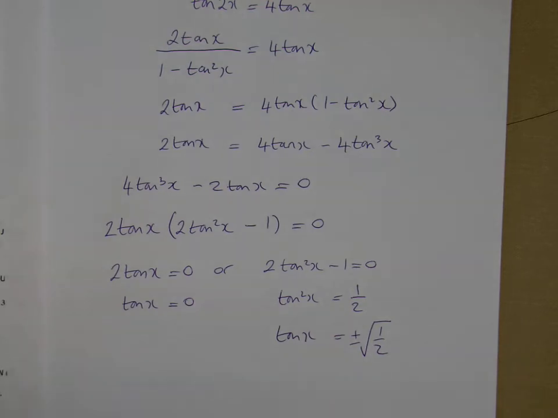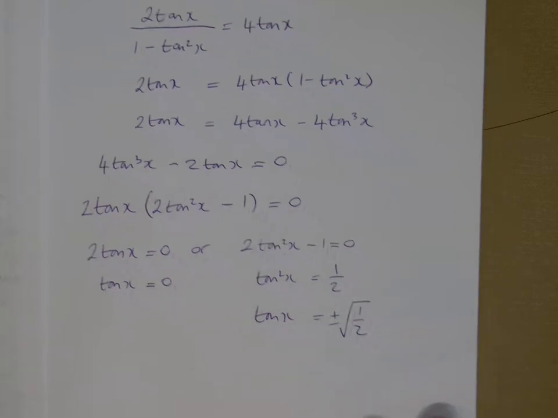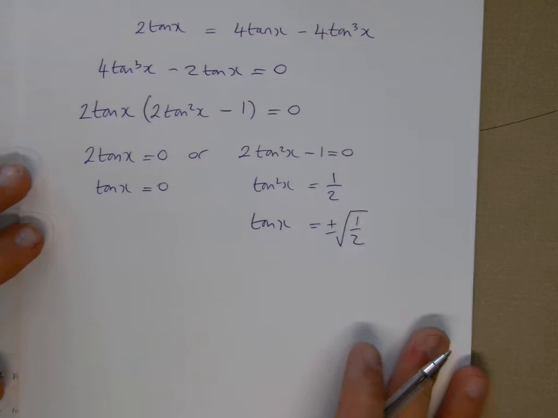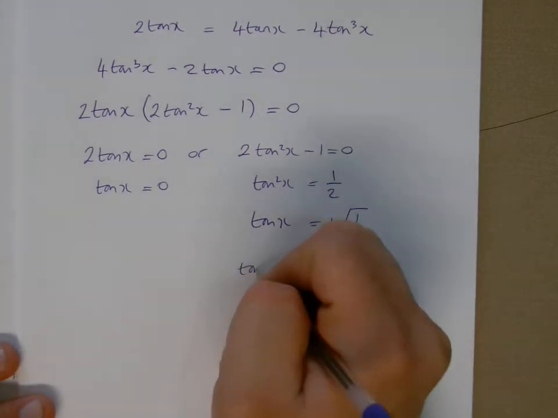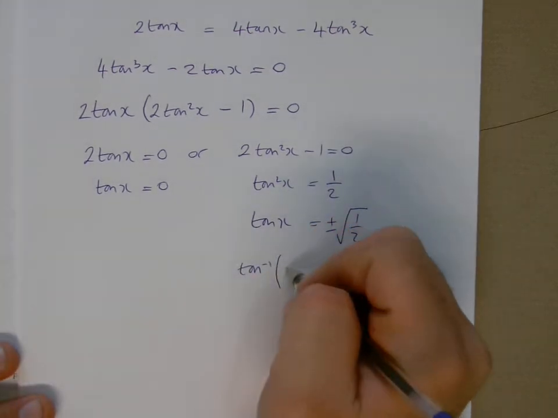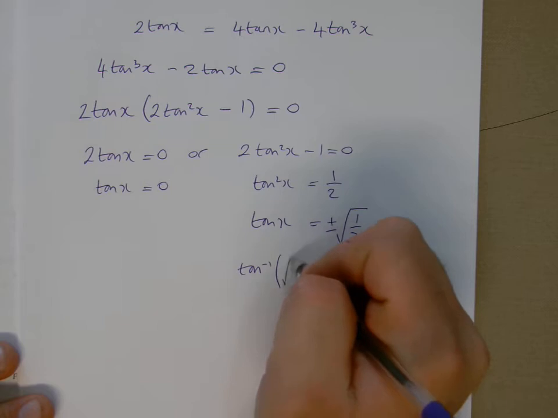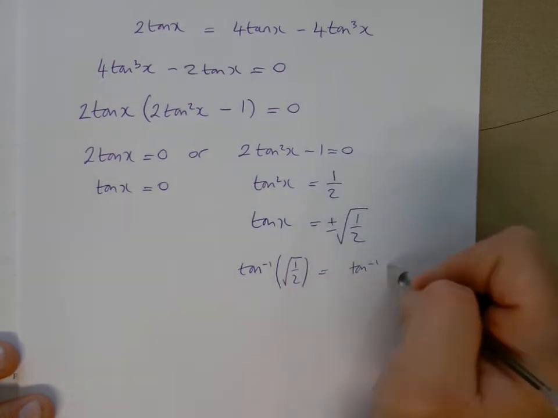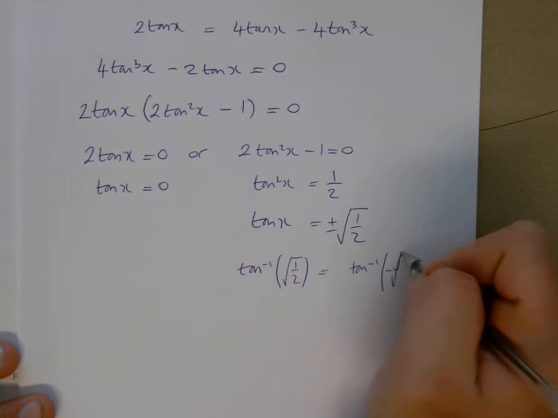Okay, so I can get my calculator and work these out. Now, because you've got a plus or minus option, we might want to work out both of them. Okay, and that would be the best route, I'd say. So you do tan to the minus 1 of root 1 over 2, equals, and then tan to the minus 1 of minus root 1 over 2.